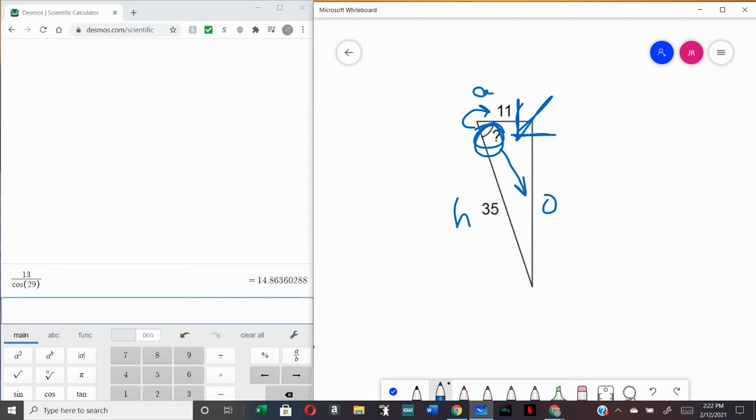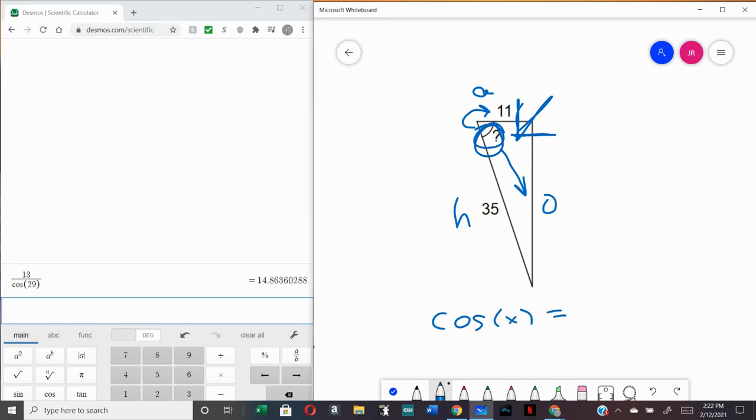So once again, I have adjacent and hypotenuse. So again, I have cosine. Don't think all of them are cosine. They're not. That's just what I've got when I did my little work here. So again, I've got cosine. But this time, the angle is what I don't know. So that's where my X is going to go.